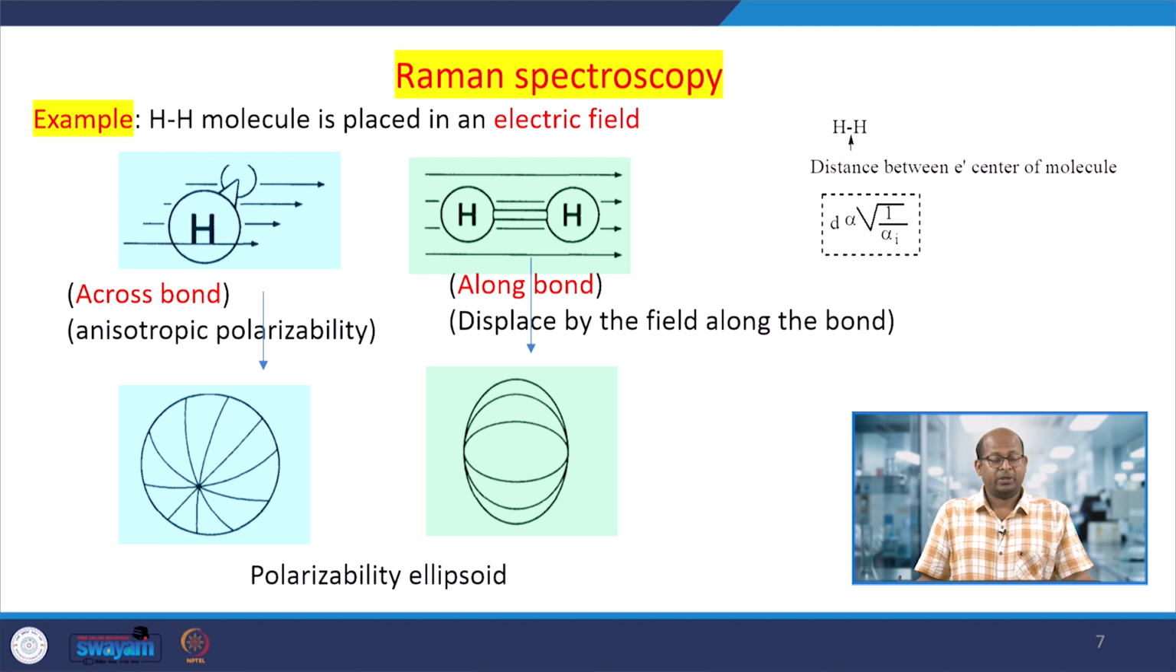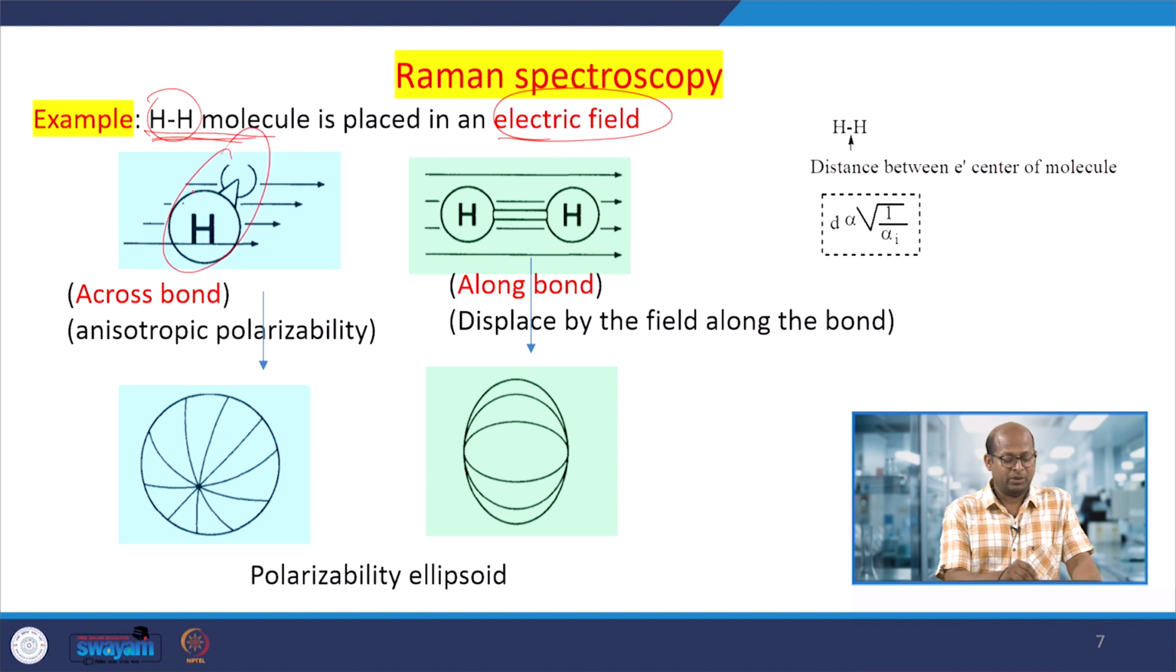You can see, here are the examples I am showing. When a molecule is placed in an electric field, what kind of changes are present in the molecule? Let's say a hydrogen molecule, which is a symmetric molecule, is placed in an electric field. This is across the bonds and this is along the bonds. This is the electric field, and this is across the bonds.